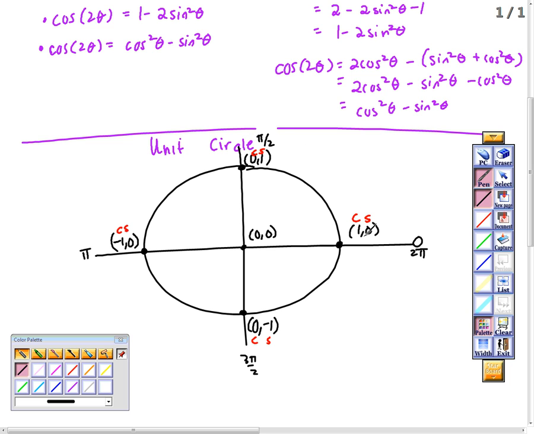What angle is between 0 and pi over 2? Pi over 4. And if I were to extend this line, what line is that? I draw a line through here. y equals x, right? So that means the x and y coordinates will be the same. So this point is going to be root 2 over 2, root 2 over 2, because if I square this and add them up, I get 1, right?